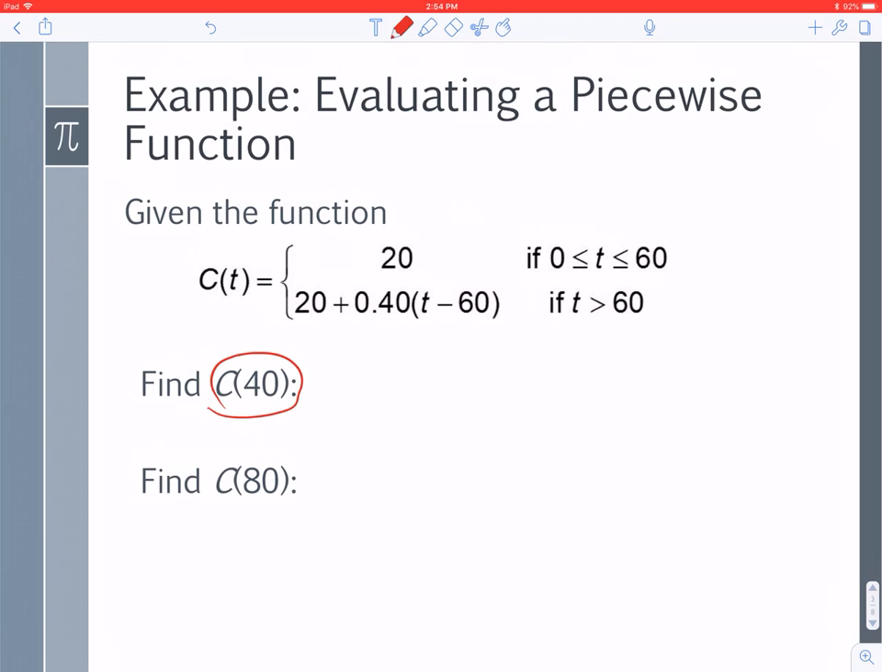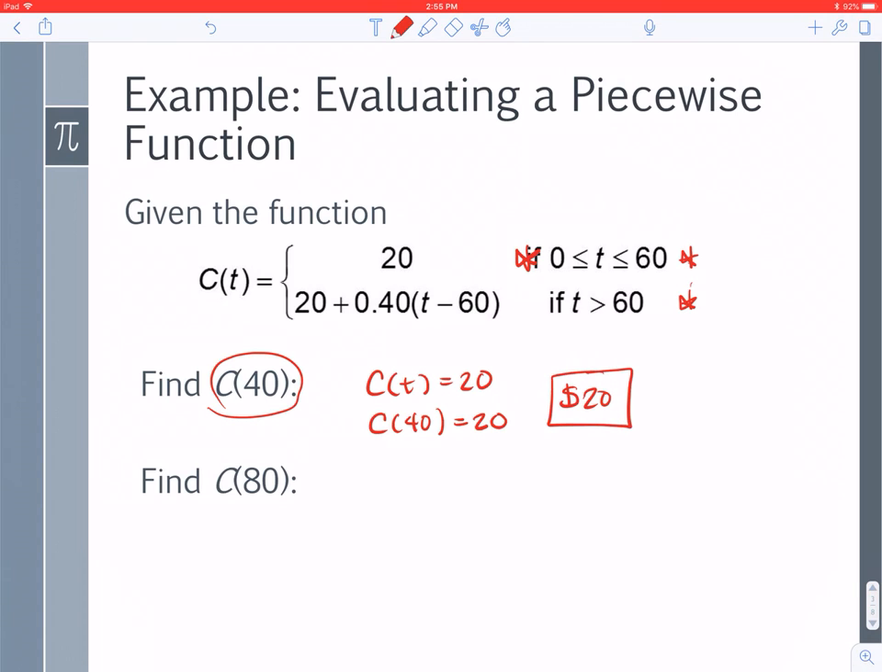Is 40 between 0 and 60? Is 40 greater than 60? Well, 40, of course, is between 0 and 60. So we're going to use the first equation, C of t equals 20, to evaluate this function at 40. So C of 40 is just equal to 20. So if I used 40 minutes, it's going to cost me $20.